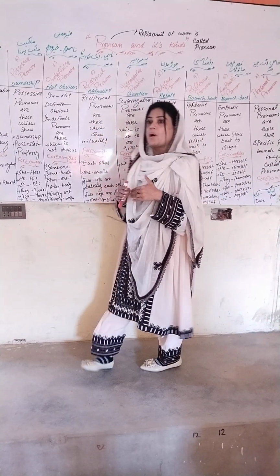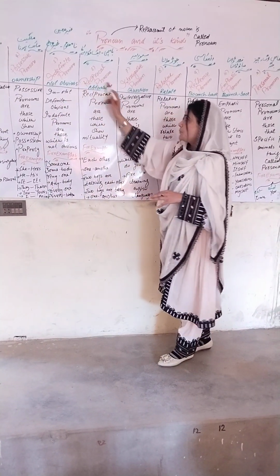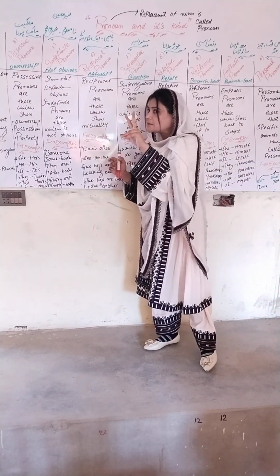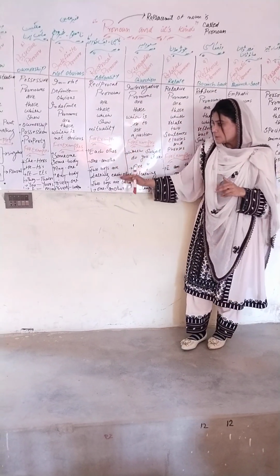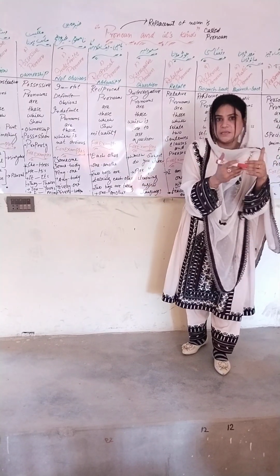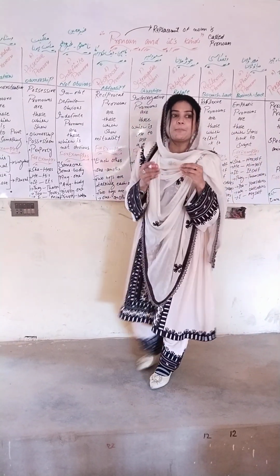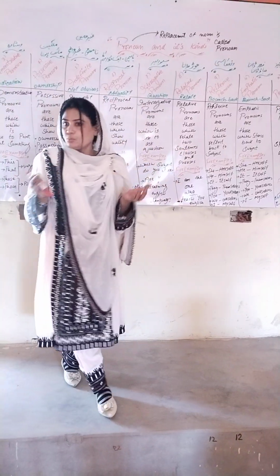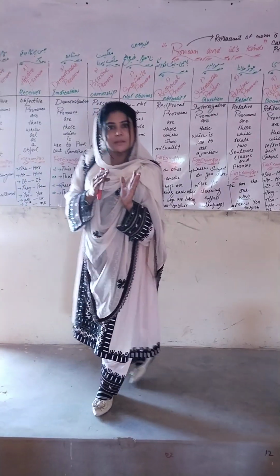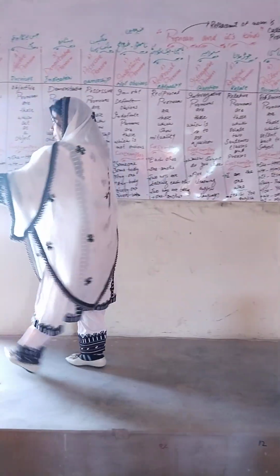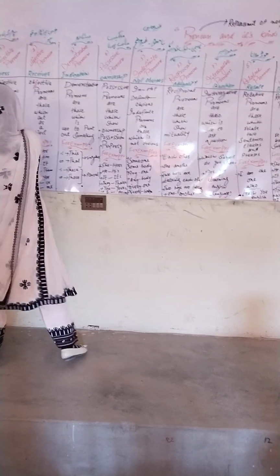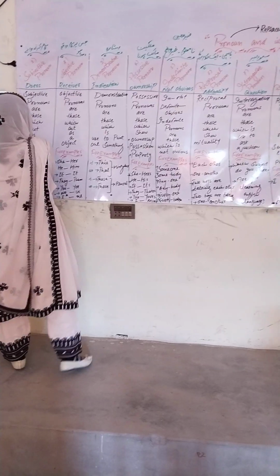Number 6 is the reciprocal pronoun. Reciprocal has two categories: each other and one another. For example, two boys are talking with each other, and two boys are talking to one another. They are talking about each other, meaning talking between two or more people. That is called reciprocal.